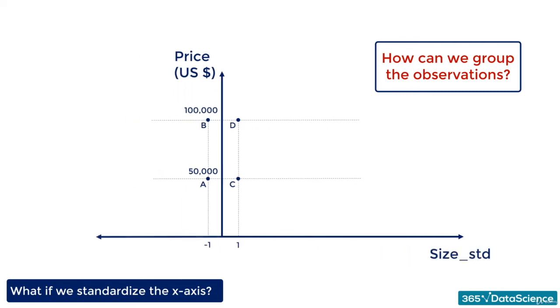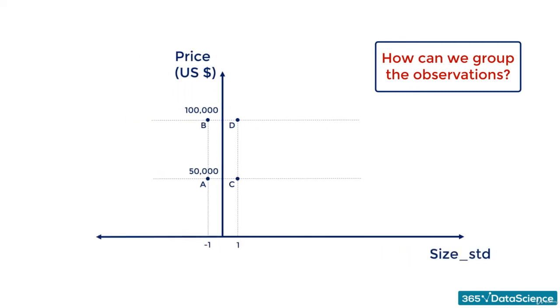Without taking you through the calculations, that's the new situation. The x-axes of these points are either -1 or 1. How would we group them now? Well, AC and BD looks reasonable, right? Yes, it does.